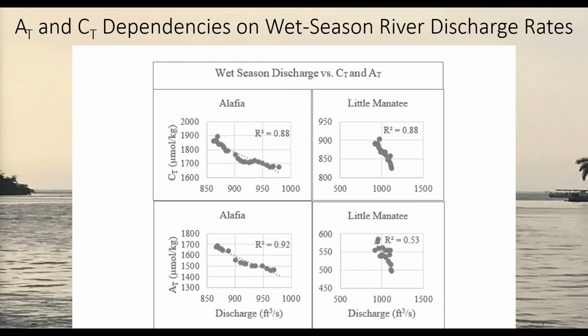So although the observations I'm presenting to you here are only 24-hour snapshots of the chemical conditions on each river, it was interesting to find a significant relationship between CT and AT concentrations and river discharge rates. Here, CT and AT strongly correlate with river discharge on the free-flowing Alafia and Little Manatee rivers during the wet season. Dry season correlations were much weaker. This relationship is consistent with the seasonal decrease in CT and AT that we saw with increased river flow in the wet season.